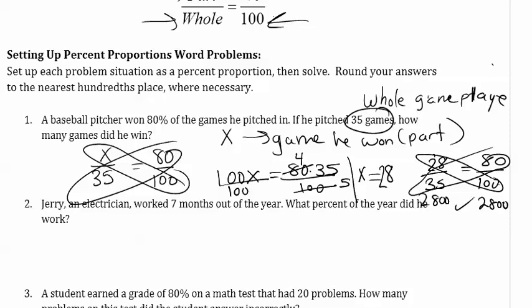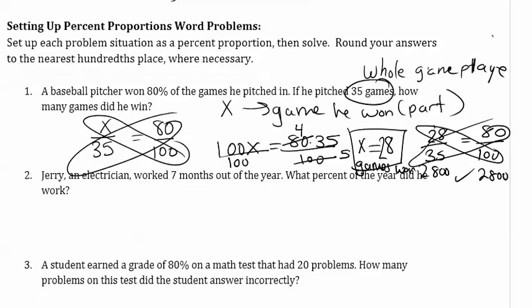So 28 satisfies my equation. So X is 28, and that is 28 games won. So make sure you actually state the units and what you were trying to find when it's a real life problem.